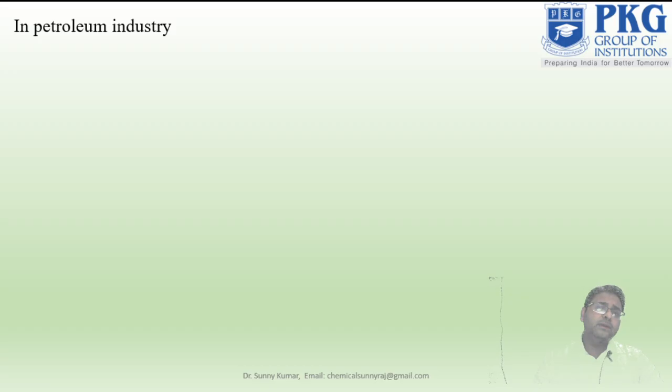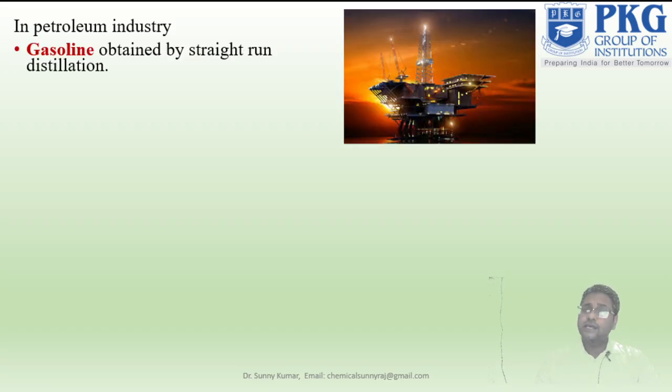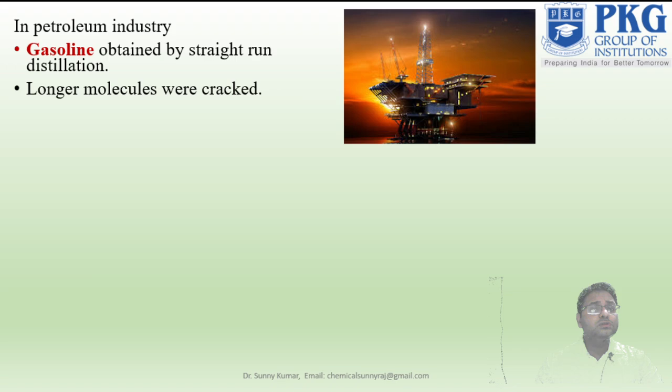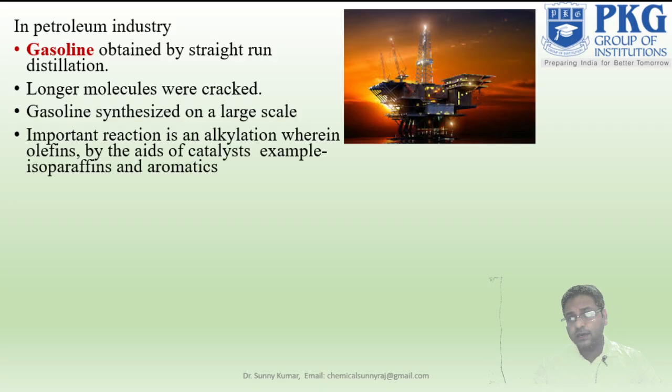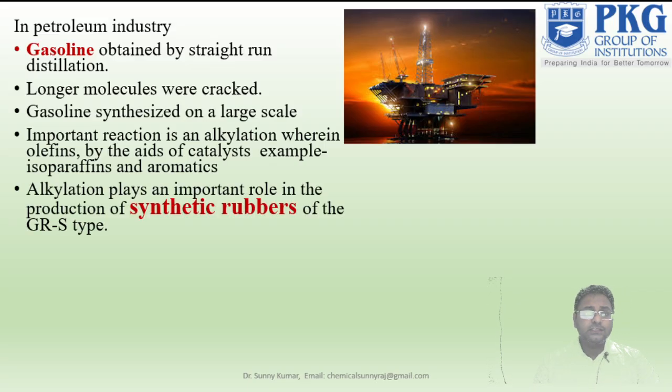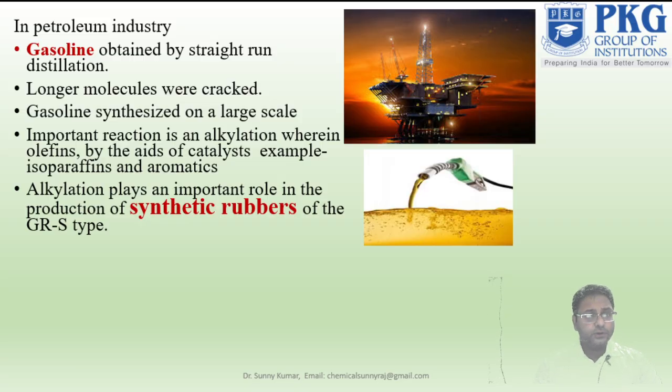Now in the petroleum industry, the gasoline obtained by straight run distillation. The longer molecules were cracked, and gasoline was synthesized on a large scale. The important reaction is alkylation, where olefins, with the aid of a catalyst, react with isoparaffins and aromatics. Alkylation plays an important role in the production of synthetic rubber, GRS. Instead of gasoline production, we can also produce synthetic rubbers by these reactions.